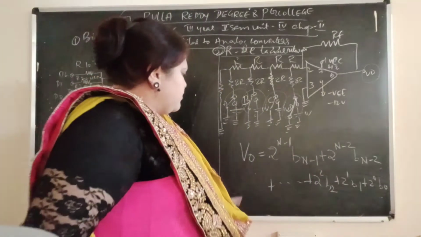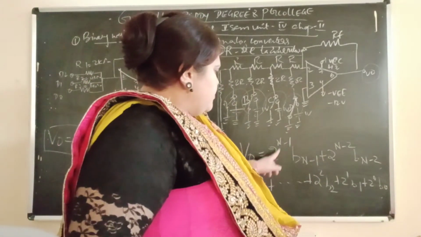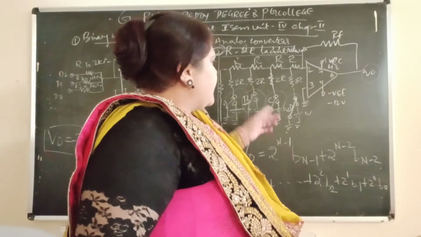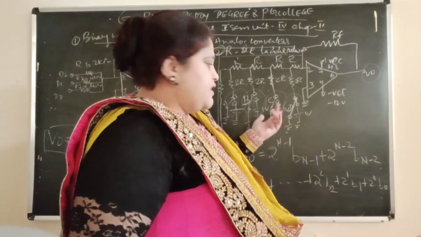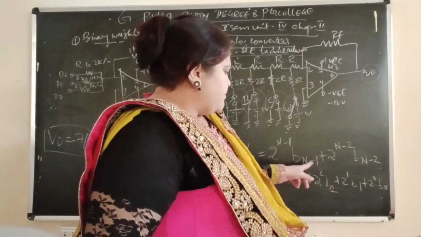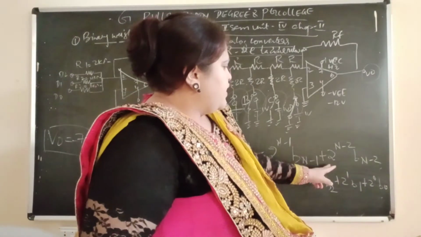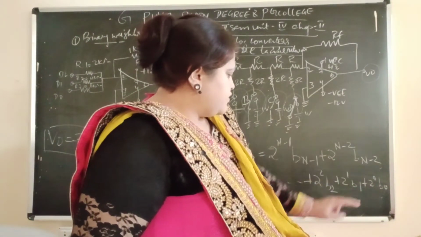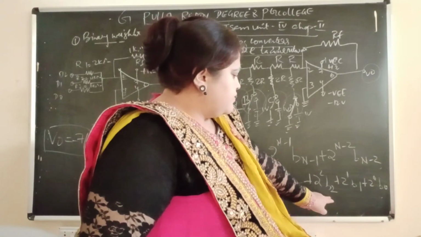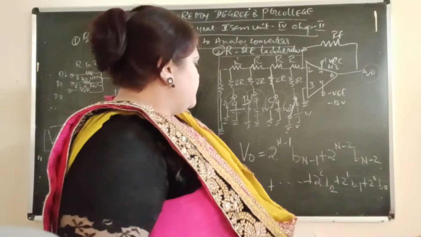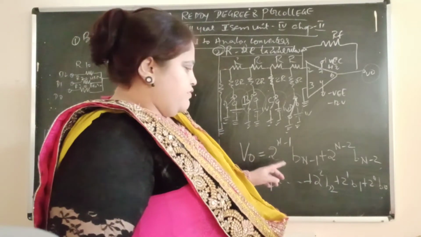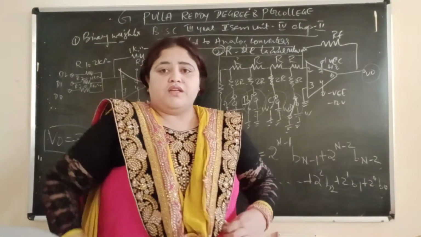So your final output will be V0 equal to 2 power n minus 1, Bn minus 1, the binary number, plus 2 power n minus 2, Bn minus 2, and so on, down to 2 power 1, B1, plus 2 power 0, B0. So this is your final output, which is in the form of binary inputs.